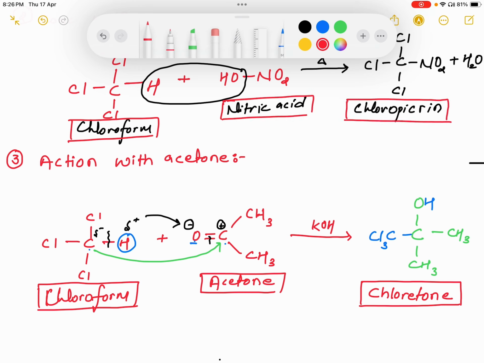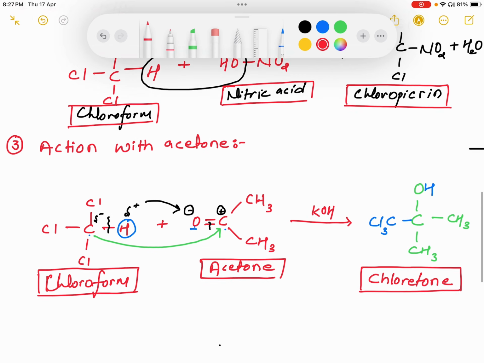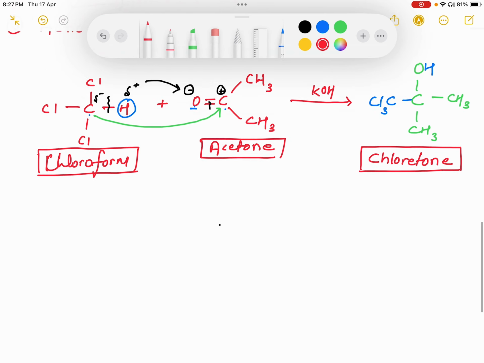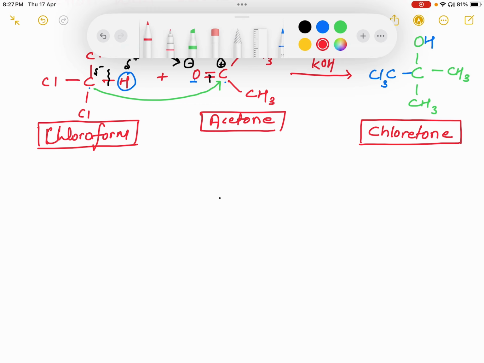Next, we have action with air. Sometimes the question might come that why is chloroform stored in a dark colored brown bottle, completely filled? Such type of question generally used to come. So you need to reply. Next, we have action with air.